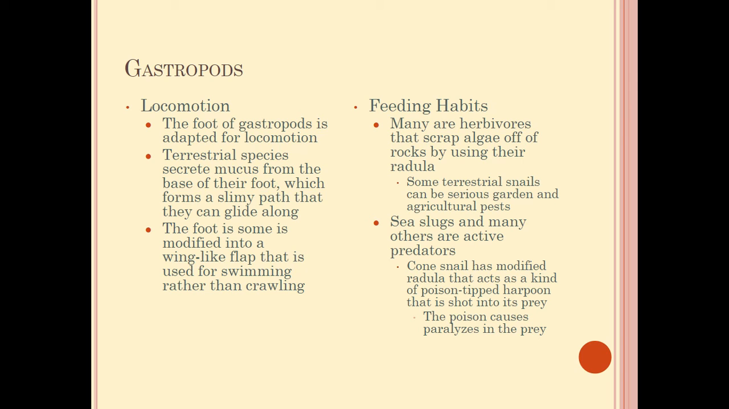The feeding habits of these guys are typically herbivores. They'll scrape algae off of rocks. We like to have them in our fish tanks. Most people have snails in there to kind of clean that up. Then we have terrestrial snails. They can actually be a big problem.